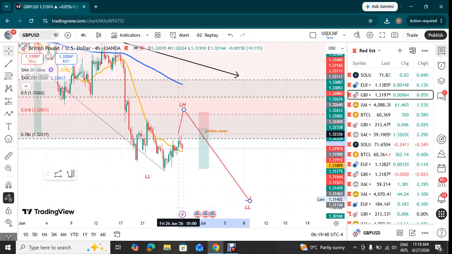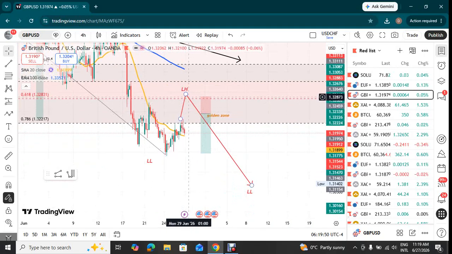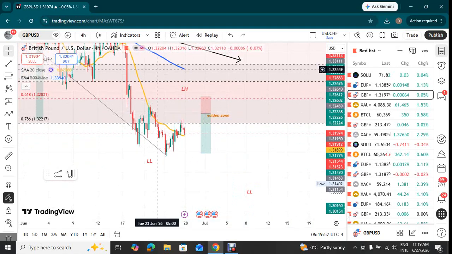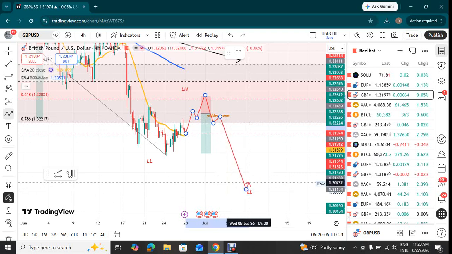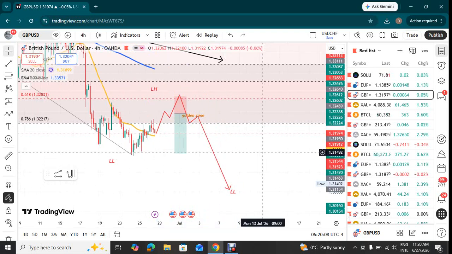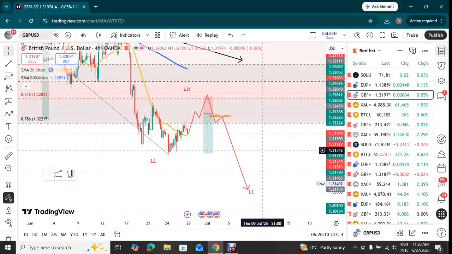So what we want to see now, this new week, is price come up towards this side, tap into the 0.618 area, and then come down to the golden zone. Criteria needs to be checked, and then we take our entry towards the downside. So we're waiting for that to happen in this new week.